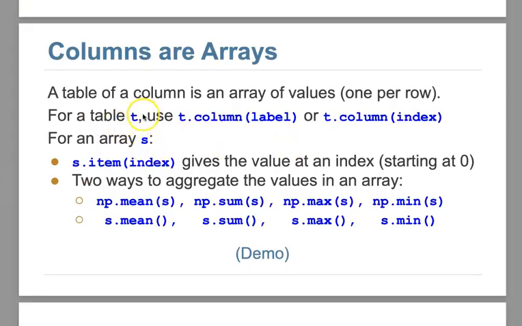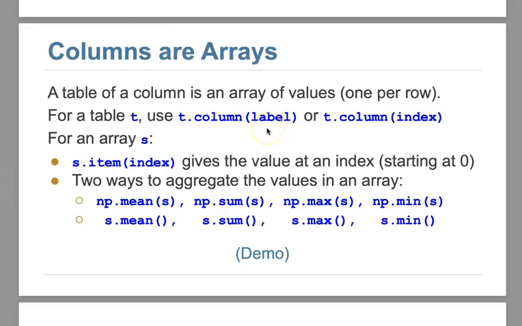Each column in a table is an array. So you have multiple columns in a table, and actually you have a few arrays of that. So a table column is an array of values. For example, if we have a table T and you want to create an array for a specific column, you can use T dot column, passing the label name. It will return the array for the whole column for that label, and that will be an array.